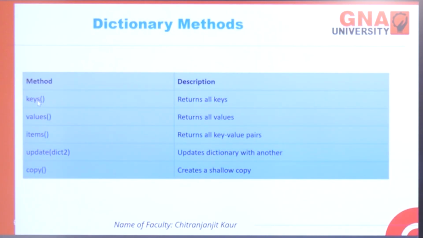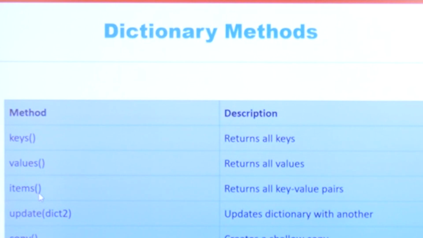So dictionary methods. Keys, values, items: these are all dictionary methods used when we want to print the values of a dictionary using a for loop. Right now we haven't covered the for loop in Python, but we will do that in detail. For the practical implementation, I will let you know what for is and how it works in the case of dictionaries. So keys returns all the keys. Values returns all the values. Items returns all the key value pairs. Update updates the dictionary with another one. Copy creates a shallow copy of the same.